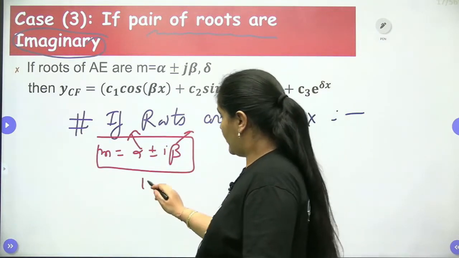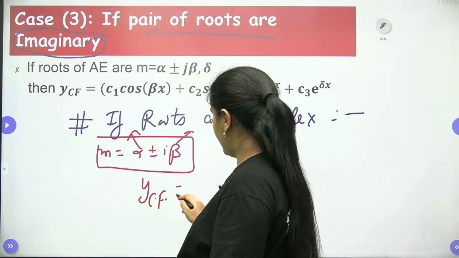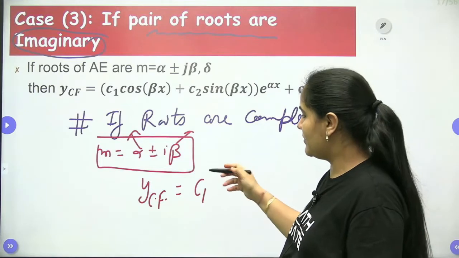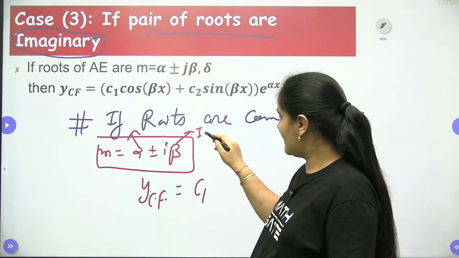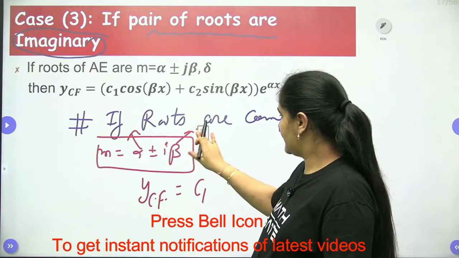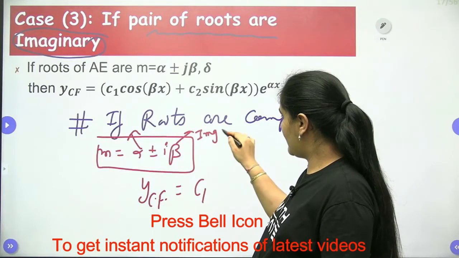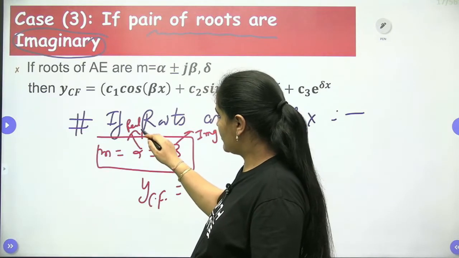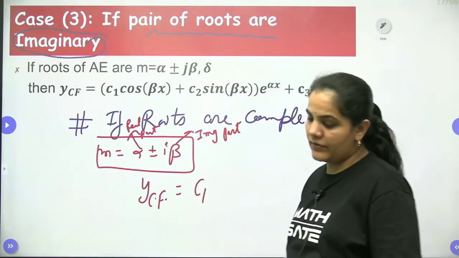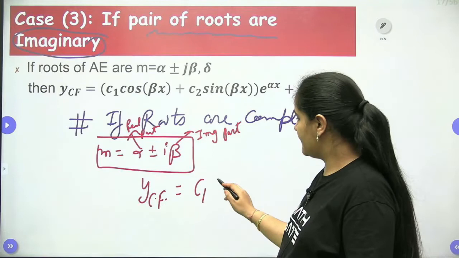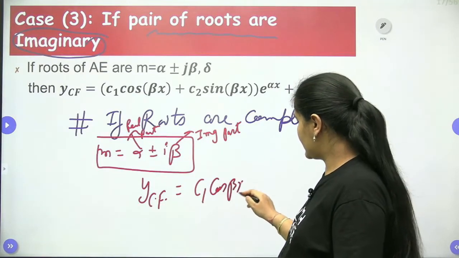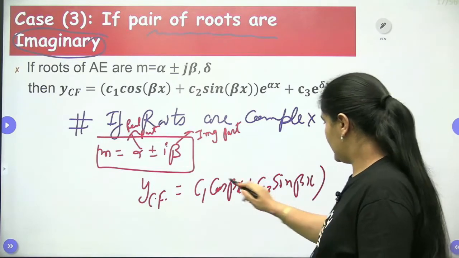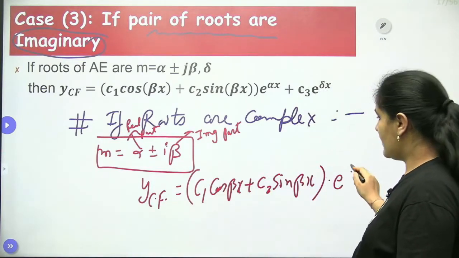Okay, so what will be the CF? YCF will be as follows. We have α + iβ, so here we have an imaginary part and here we have a real part also, right? Let's approach it. We will write it down as C1 cos(βx) + C2 sin(βx), multiplied with e^(αx).